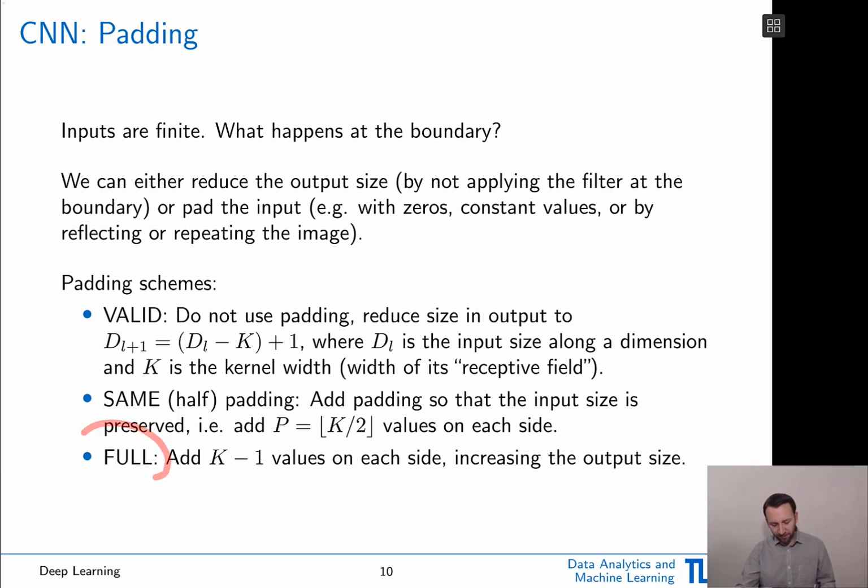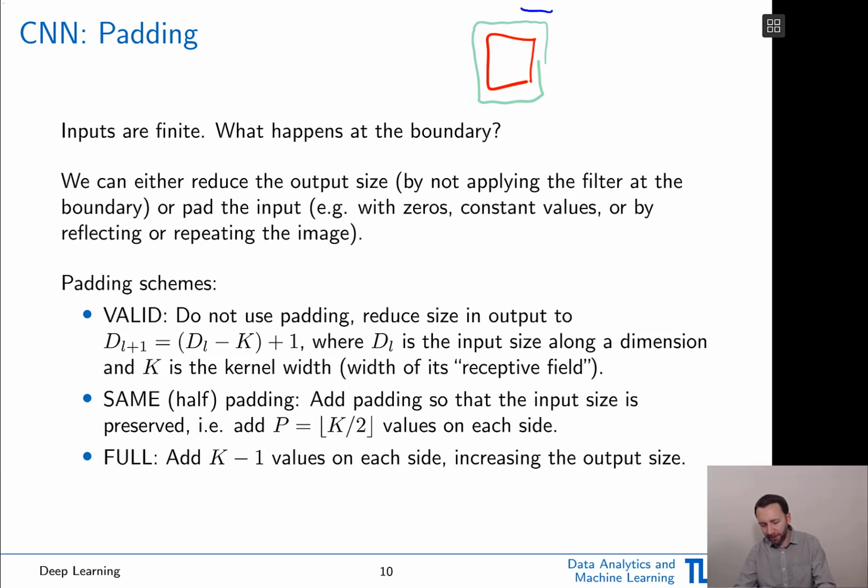And then last but not least, we have the full padding, which means we add k minus 1 around the image. If you have the image here, you can think about adding only half around it. And if you now apply the filter, we get the same size as the original one.